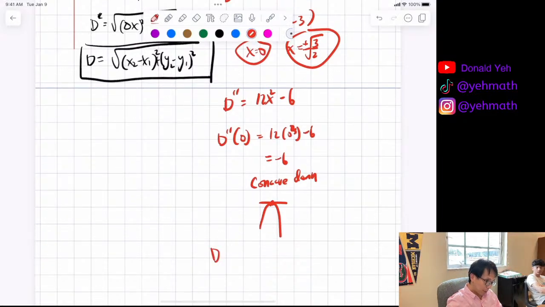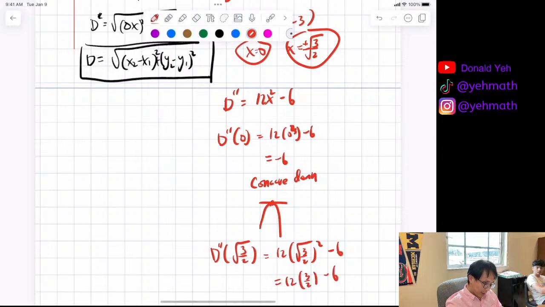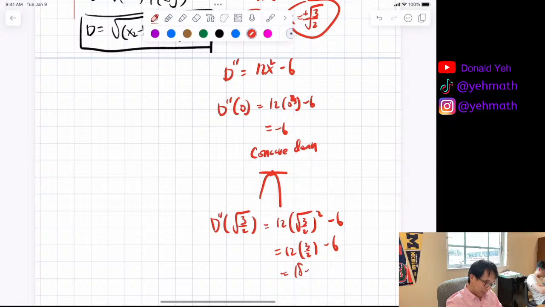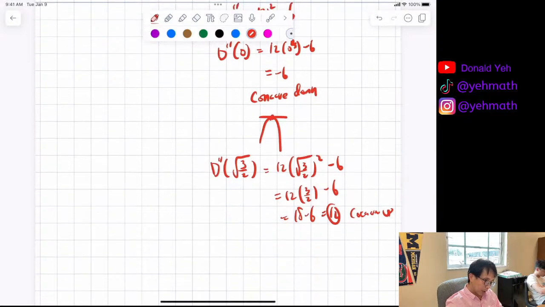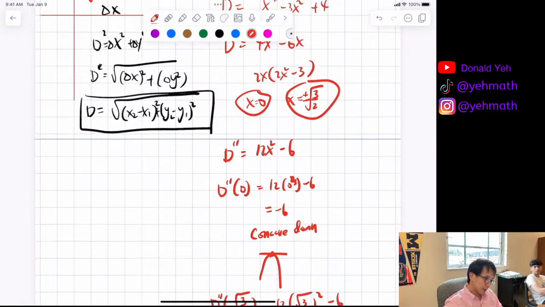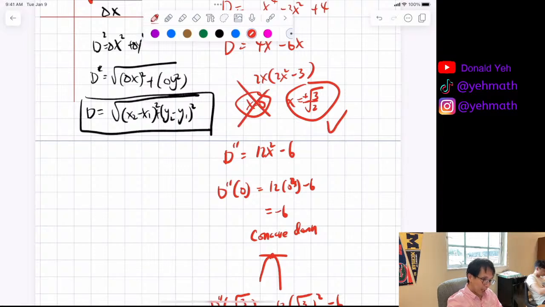But what if it's d double prime of square root 3 over 2? Well, that's just going to be 12 times square root 3 over 2 squared minus 6. That's just 12 times 3 over 2 minus 6. It's 18 minus 6. That's equal to 12. 12 is concave what? Up. It's a relative min or max? Min. So therefore, this is the answer, this is not.